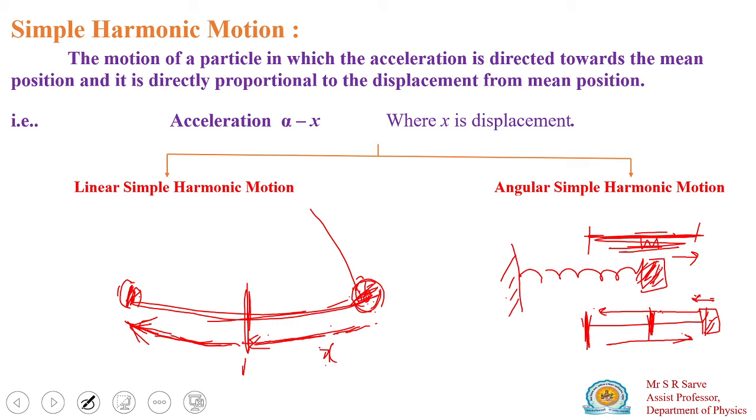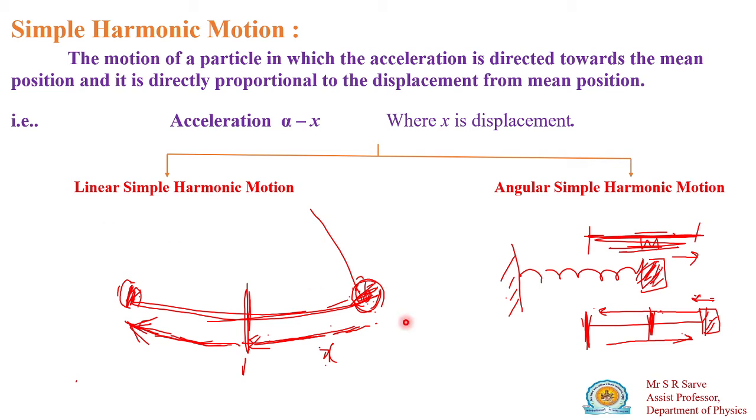So if the velocity is increasing, that means acceleration is positive and displacement is decreasing. If it is moving toward the extreme position, velocity goes on decreasing and displacement goes on increasing. So acceleration and displacement are oppositely directed. Such a kind of motion is known as simple harmonic motion.